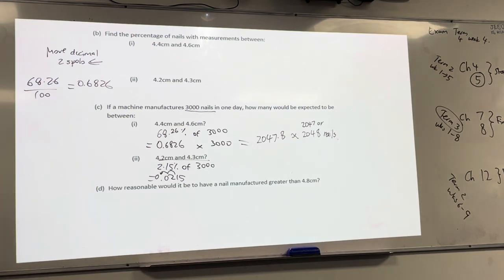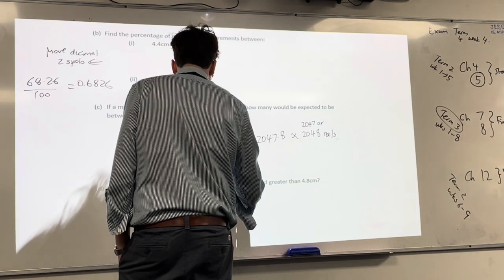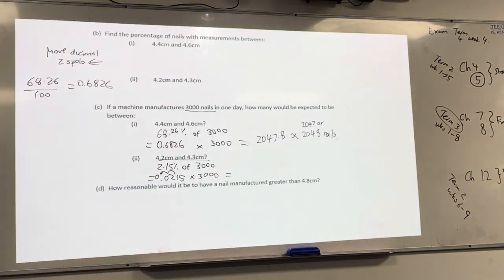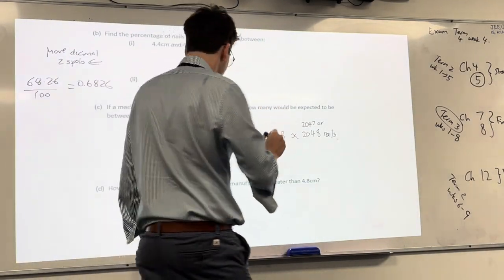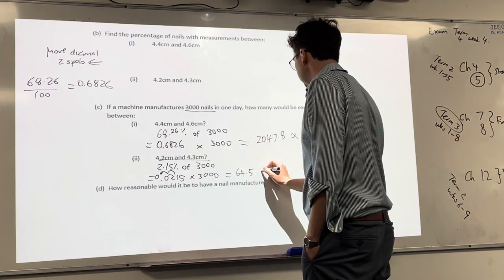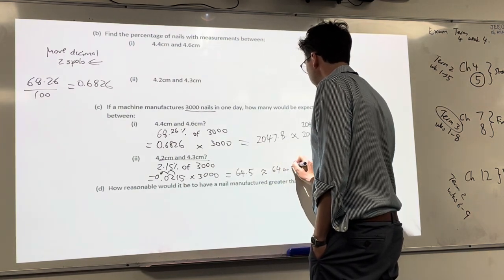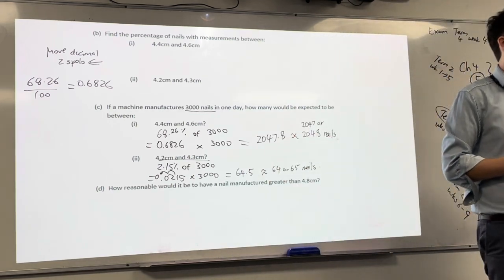0.0215. If your answer is 600 and something, you've forgotten to move the decimal. Is it about 60? Yeah, 64. What is it? 64.5. I would accept 64 or 65 now.